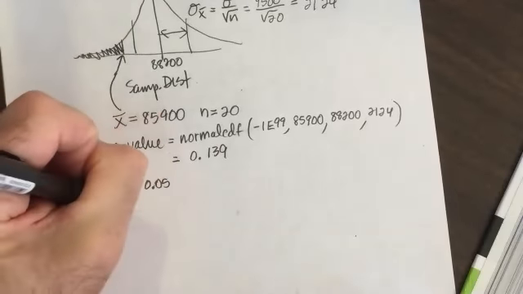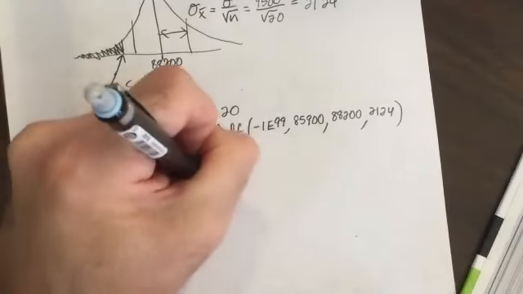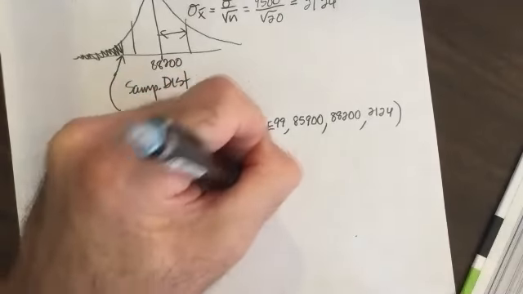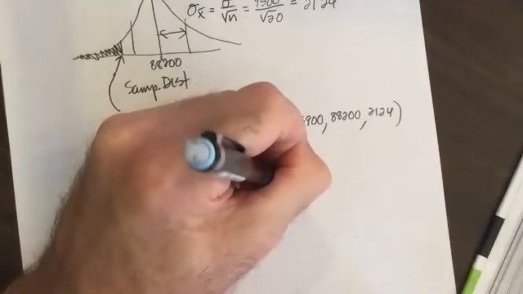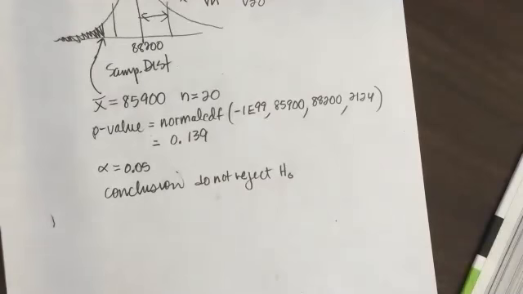So our conclusion is do not reject the null hypothesis. In other words, there's not enough evidence here to show that the salaries are less than what they were advertised to be. And then that's it.